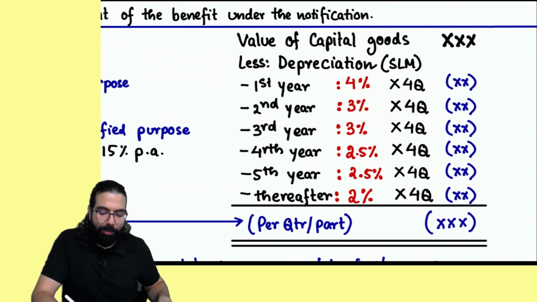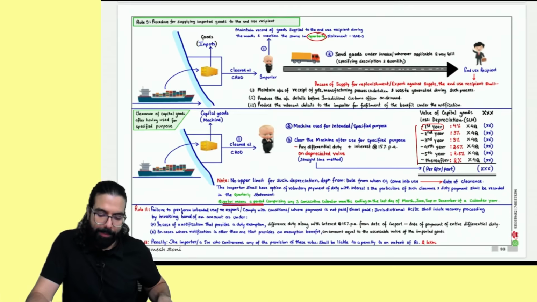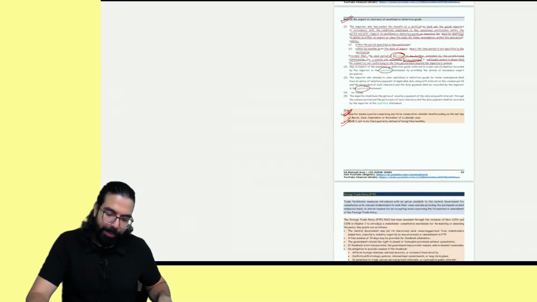Earlier, students used to get confused. Sir, first year means what? First year means the calendar year. Okay, sir. Point is clear. I hope this point is clear to all of you.